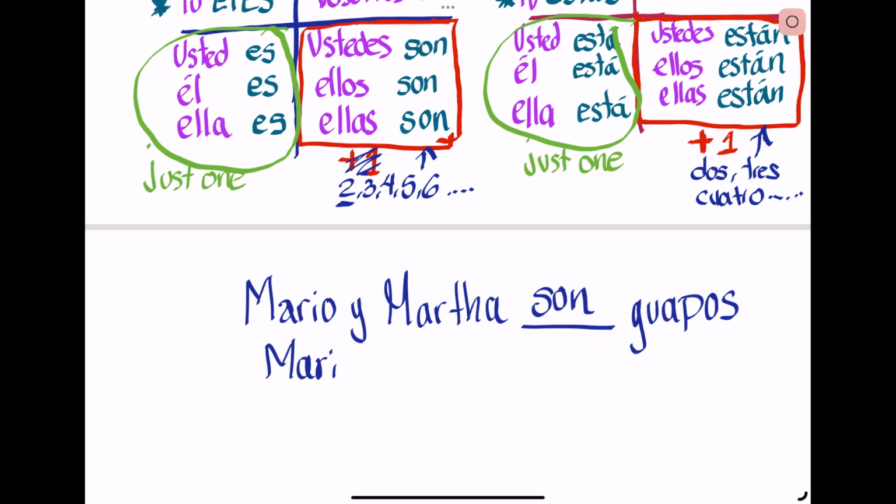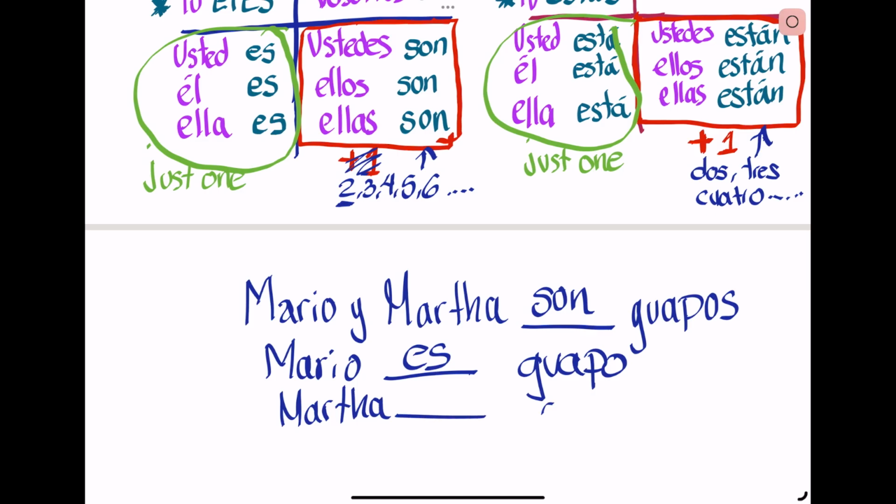Let's see. Mario, guapo. We're just talking about one person this time. Which one would be? It says, right? Because it's just one and its characteristics. Martha, guapa. It's still one. It doesn't matter if it's a girl. It's an S. Very good.